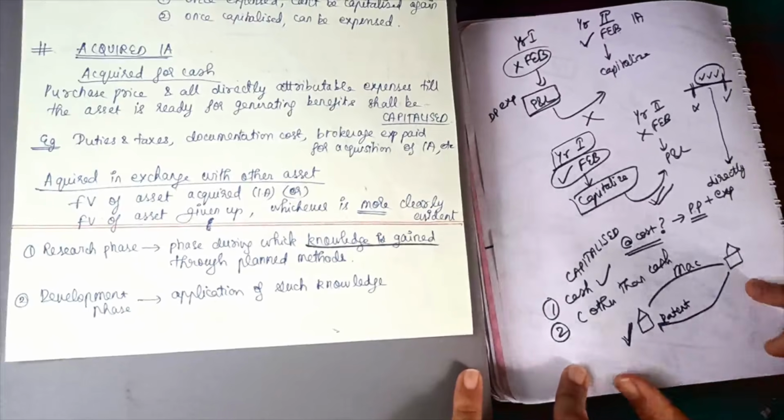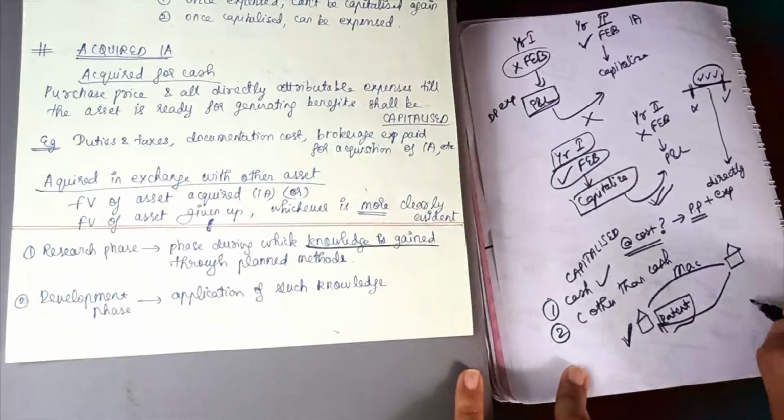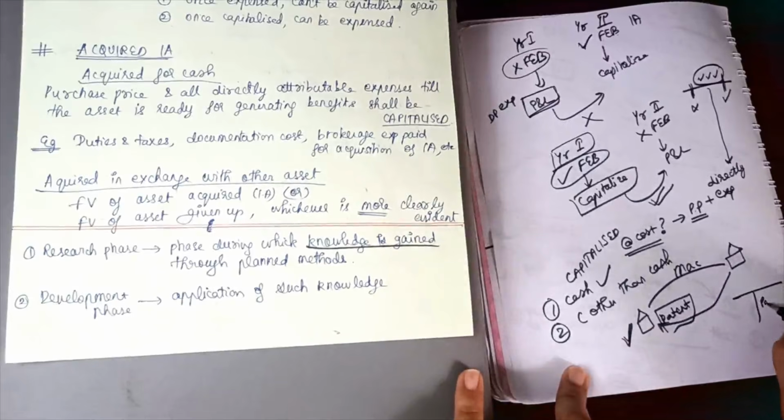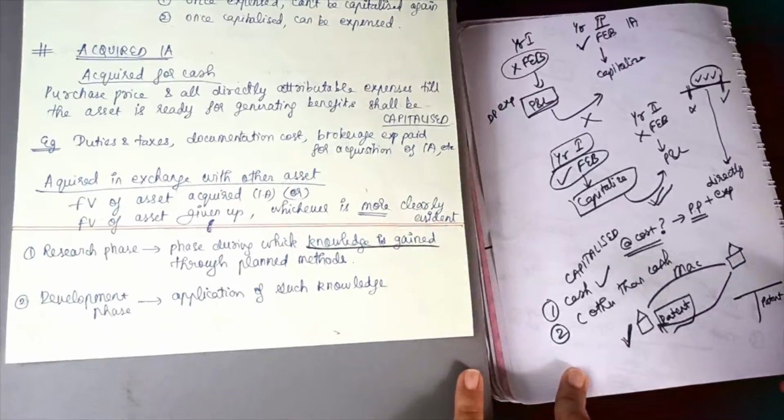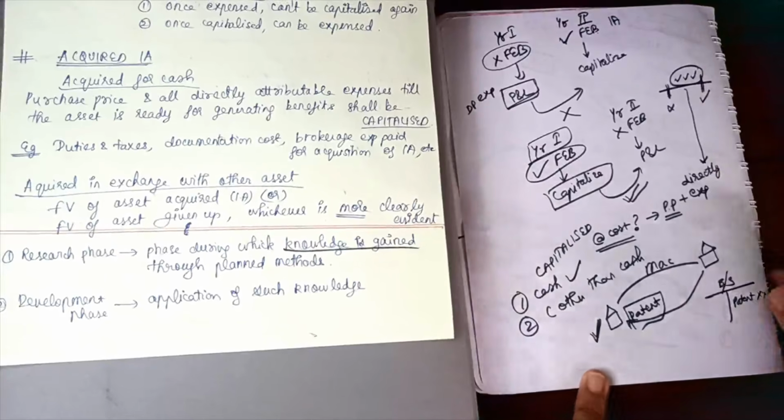So this is consideration other than cash. In this case, whatever patent you are receiving, at what cost or book value will you record this patent in the balance sheet? When you are recording the patent, at what value will you record it is what we are going to see now.